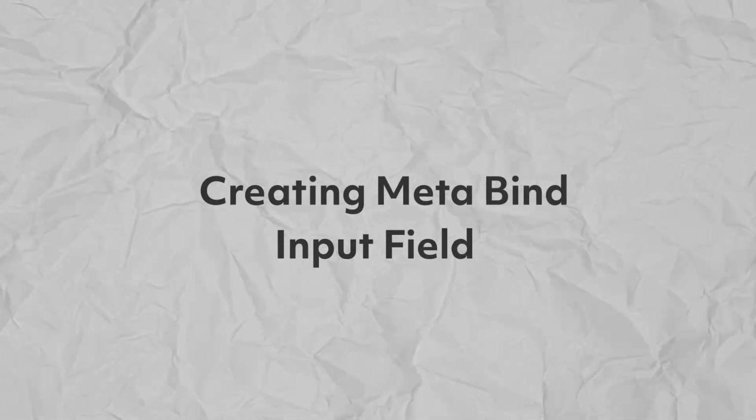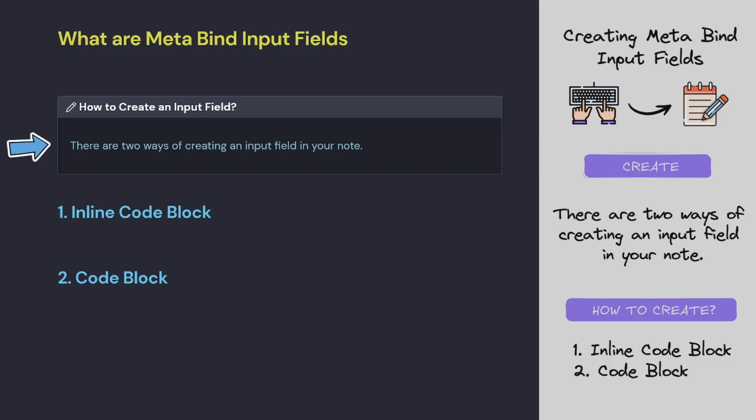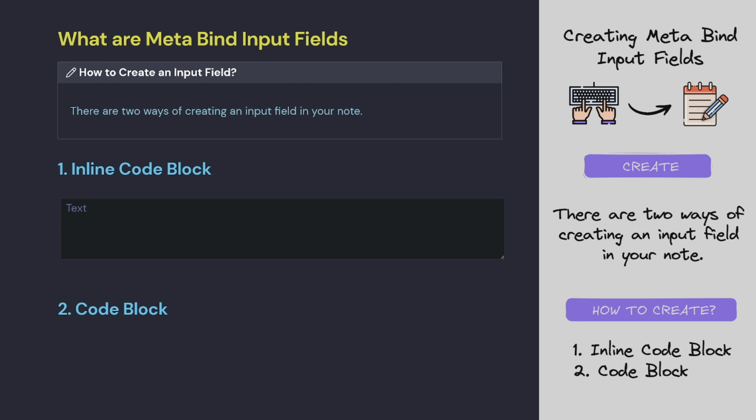Creating metabind input fields. There are two ways of creating an input field in your note. The first is using an inline code block. So you simply just type the word input in capitals, then put a left square bracket and type the name of your input field. In this case, it will be the text area. Then we close it with a right square bracket. And because it's inline, we just need to jump into reading mode in order to preview our metabind input field.